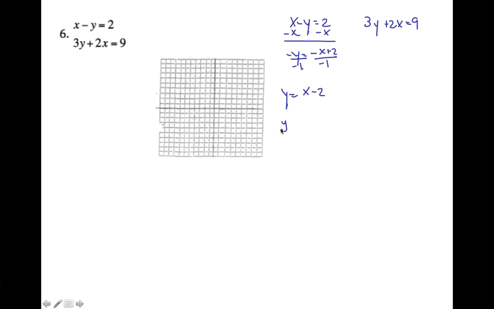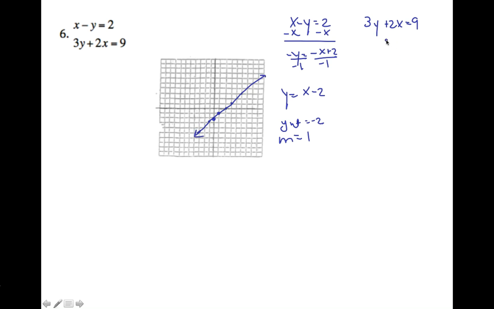So your y-intercept is negative 2. Your slope is 1. So up 1, right 1. And we go from there. A little bit easier to just keep going. Okay, so there's my top equation.